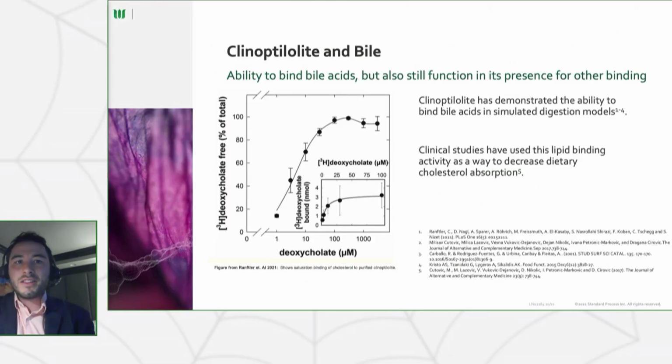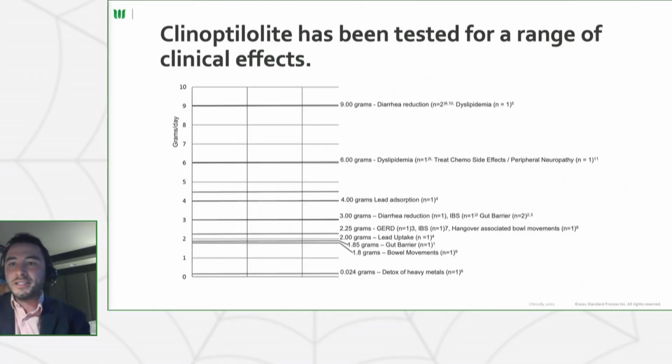So in that bile binding, what we see is that it is able to induce that binding very effectively at a very low dose that's relevant for individuals. You also see that in clinical studies with lipid binding, clinoptilolite has been used to reduce the absorption of dietary cholesterol at higher doses. This graph here shows all these different clinical studies that have been used.